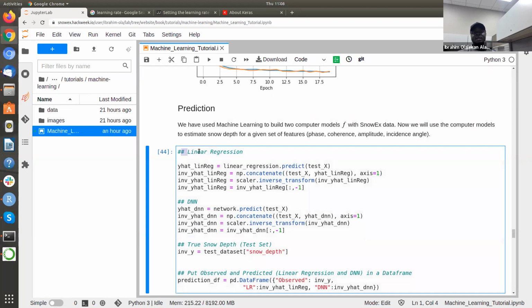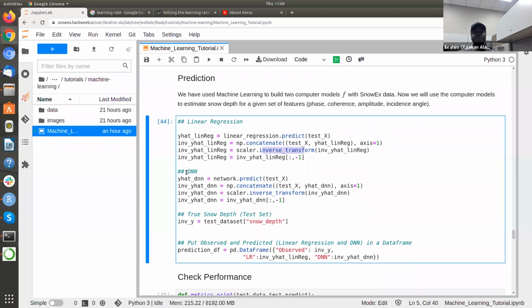The first one is for the linear regression, and I use linear regression.predict, predicting on my test set. But it is important to note that we have normalized our variables. So by predicting here, we are predicting the normalized version of our snow depth. But in practice, we are not interested in the normalized version. We are interested in the true value of our snow depth. So we have to get the inverse transformation, and that is what I'm doing here with my predicted value. With that, I'll be able to compare it with my true value.